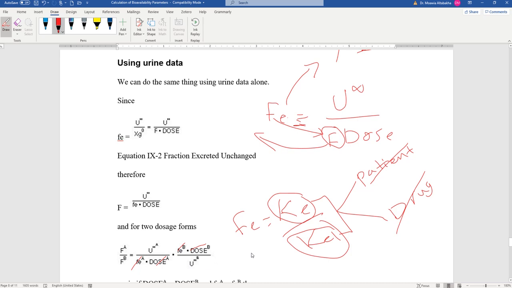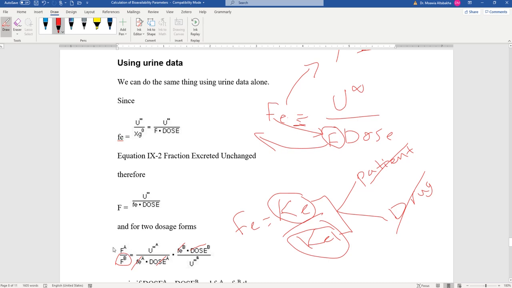Okay, is it relative or absolute? When I compare product A with product B, and product B is administered by IV, and product A is any extravascular administration, in this case you will have absolute bioavailability. Why? Because I'm comparing it to an IV injection, so its F will be 1.